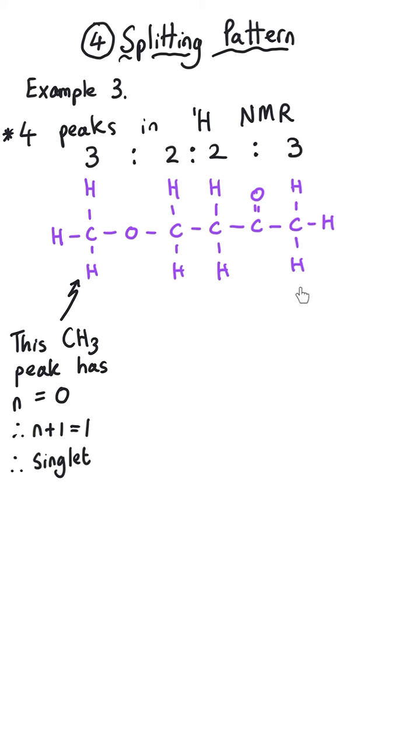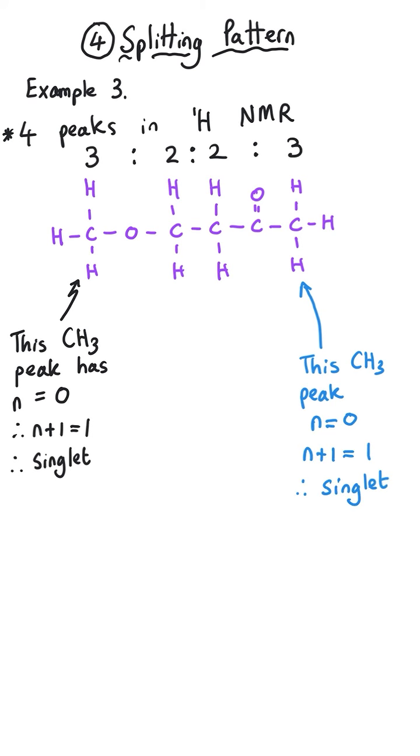The CH3 on the right-hand side is attached to a carbon, but there's no hydrogen atoms on it, and so that won't split either, and so that will be a singlet as well. The CH2s in the middle, neither of them are on the outside next to anything that contains any hydrogen, so we've got the oxygen and the carbonyl group, and so they're just next to each other.